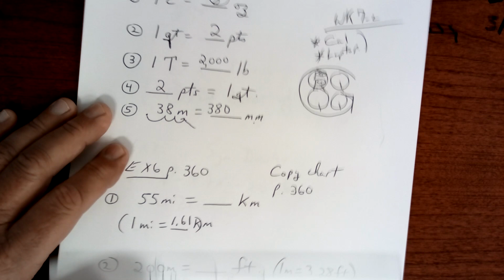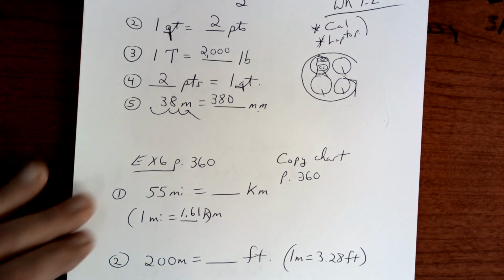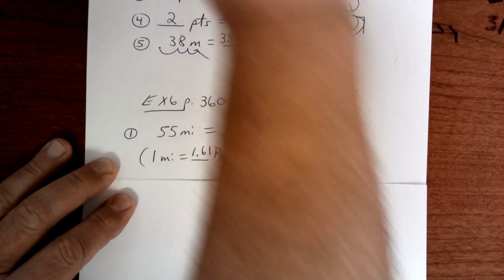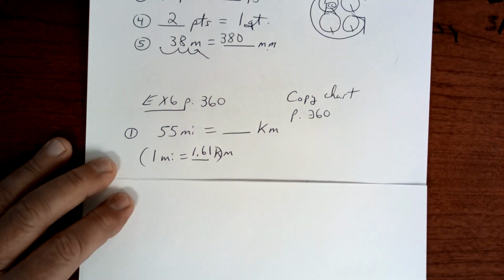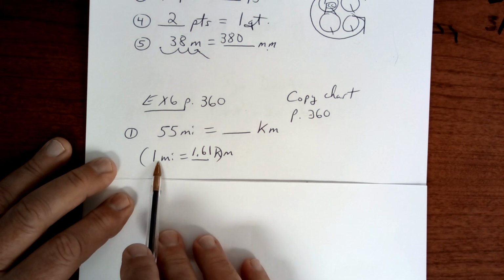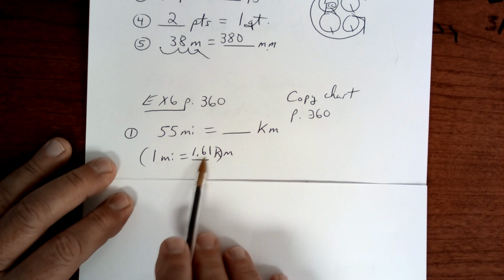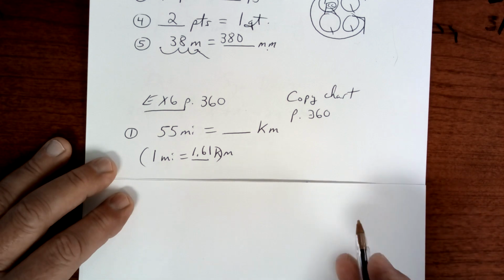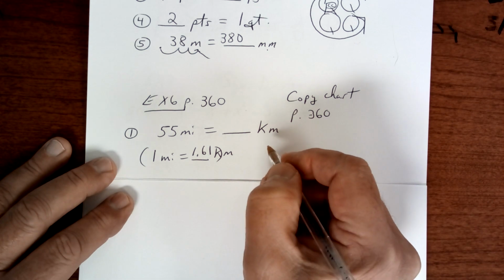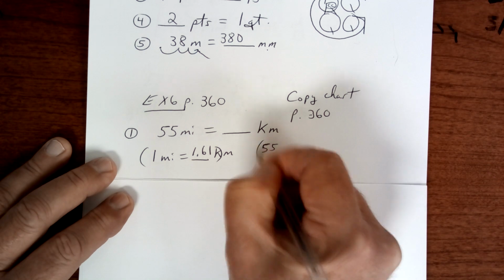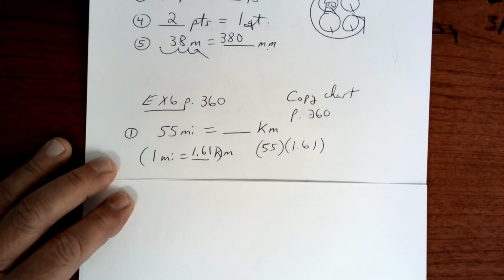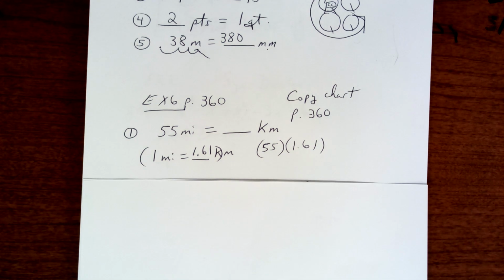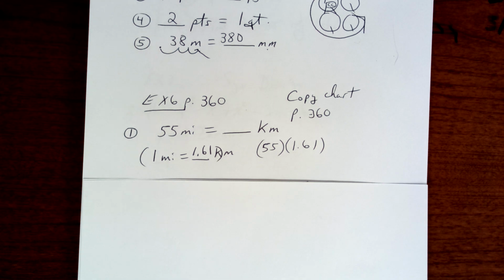Let's talk about this bottom part here. Copy this down right here. All right, so now to work this one, you got to know a conversion. Okay, so you got 55 miles, and each mile is worth 1.61, and they want to know how many kilometers. So let's think about this. So you have 55 miles times 1.61. That should work right there. Okay? So make sure you understand that.